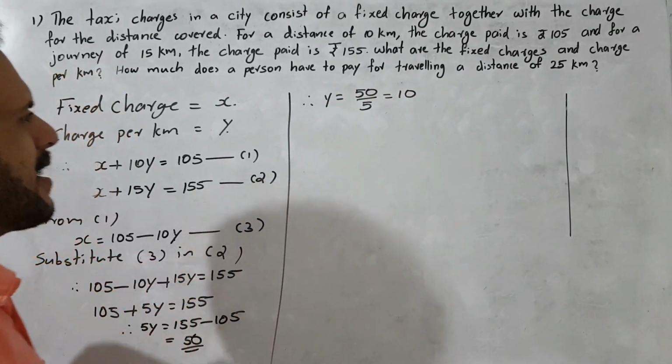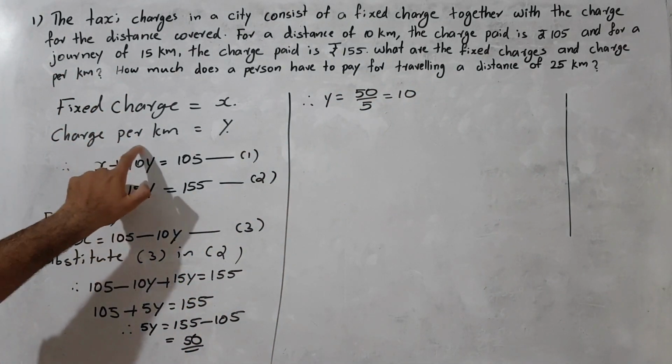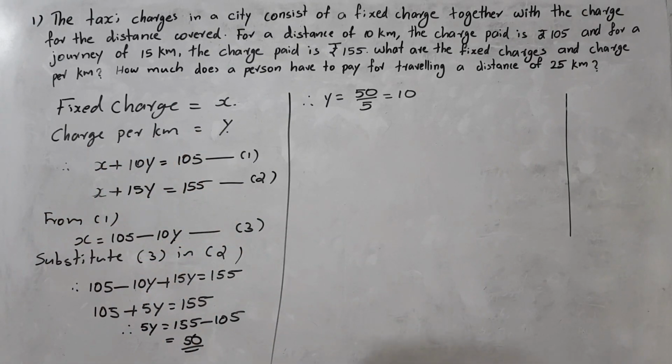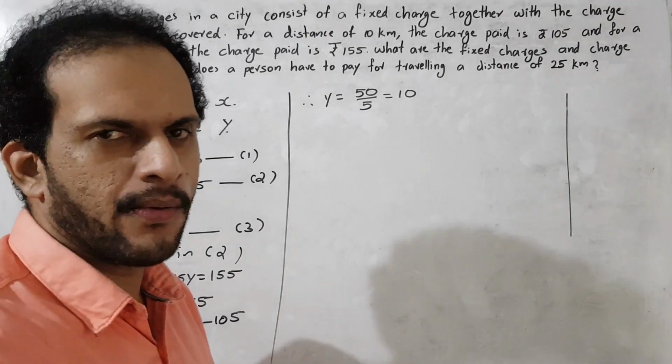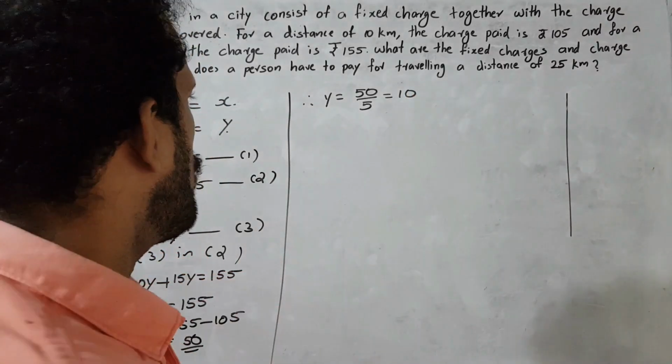Then what is y? y is the charge per kilometer. Well, what is the charge per kilometer? That one is rupees 10. അല്ലേ, ഒരു കിലോമീറ്റർ നമ്മൾ കൊടുക്കേണ്ട പൈസ എത്രയാണ് നമ്മളെ? 10 രൂപ. So what is next?